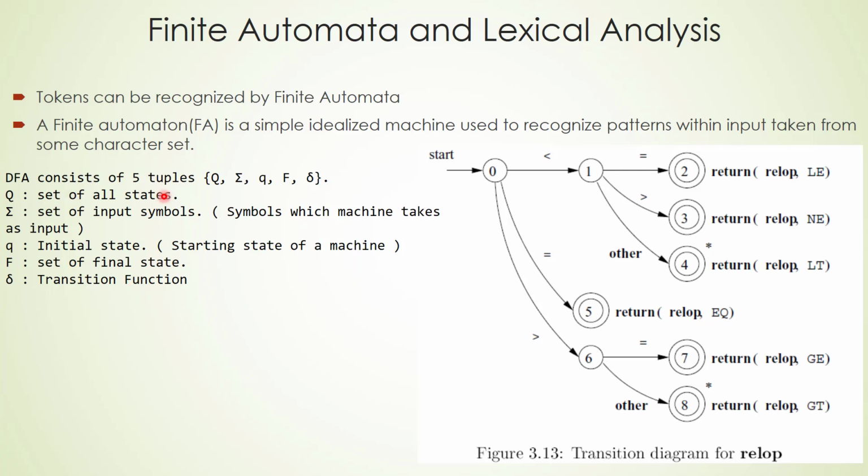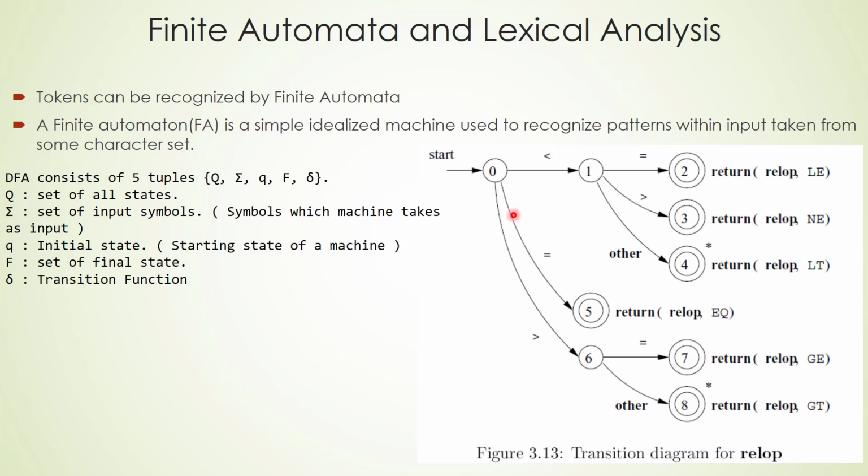Q means the set of all states. In this diagram we have states from 0 to 8. Sigma means a set of input symbols. Here input symbols are less than, equal to, greater than. These are the valid input symbols. q0 means the initial state. Here 0 is the initial state. F is the set of final states. Here we have 2, 3, 4, 5, 7, 8 as final states. And the transition function is represented with the help of a transition diagram.